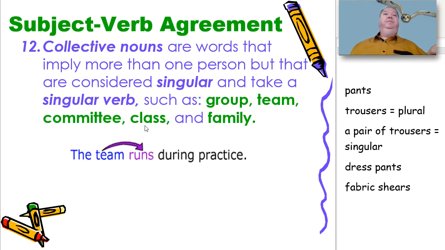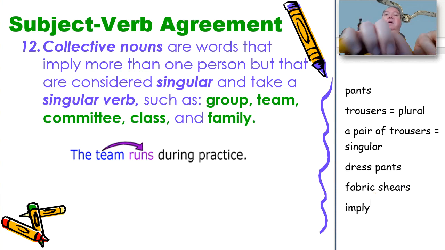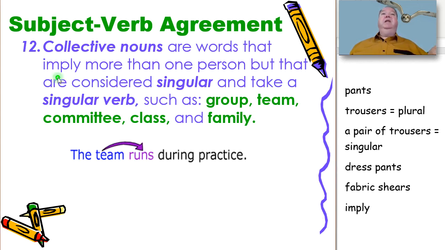Number 12, collective nouns. Collective nouns are words that imply, to imply something means to suggest it. It doesn't say it specifically or exactly, but it suggests. It means more than one person. Collective nouns are words that imply more than one person, but that are considered singular and take a singular verb.